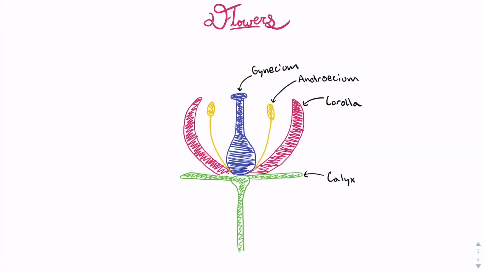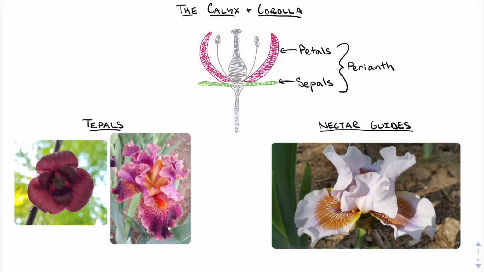Now, let's talk about the flowers themselves. Flowers have 4 principal organs arranged in distinct whorls: the calyx or sepals, the corolla or petals, the androecium or male stamens, and the gynoecium or female carpel. The sepals and petals together are called the perianth. If the sepals and petals can't be differentiated from one another, they are called tepals. Sometimes the perianth may display streaks or markings called nectar guides, which guide pollinators to nectar glands.